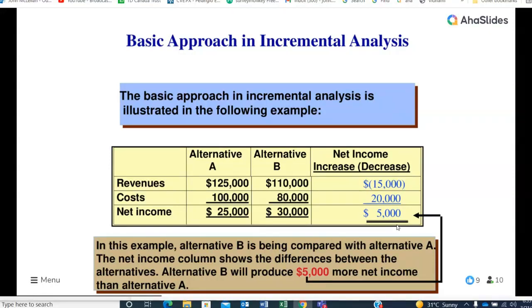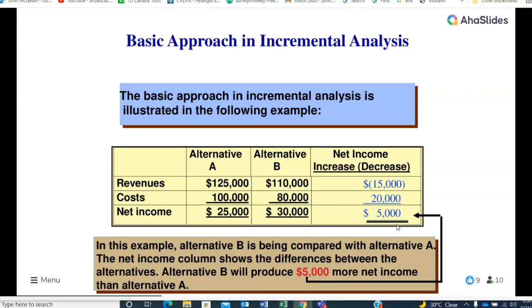Well, basically what we do now is we focus on the difference. So we take the cash in, and the cash in is a difference of 15,000, okay? And we're showing that as a decrease for alternative B. We're looking at B in relation to A. So alternative B has a cash inflow of negative 15,000. Now we look at cash outflow. And the cash outflow difference is positive. They have a better cash outflow, 20,000. So you see the net cash flow is 5,000.